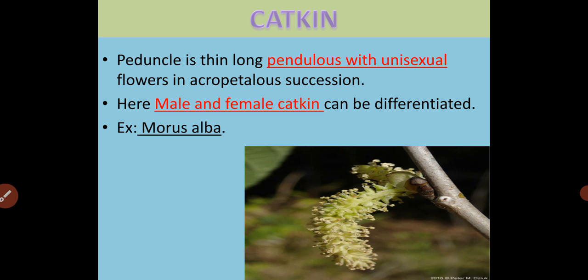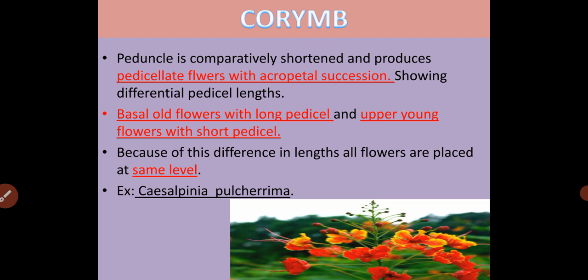Example, Morus alba. Catkin inflorescence is recognized by a long and pendulous peduncle with unisexual flowers arranged in acropetalous succession. Here the male and the female catkin can be differentiated. Example is Morus alba.